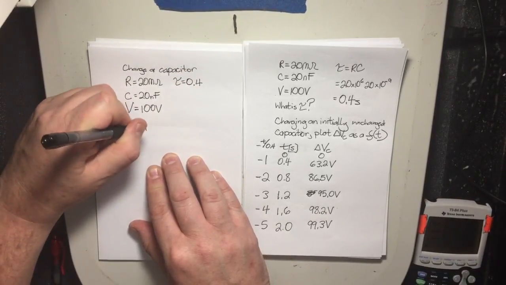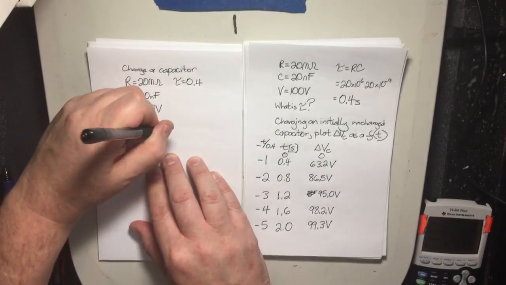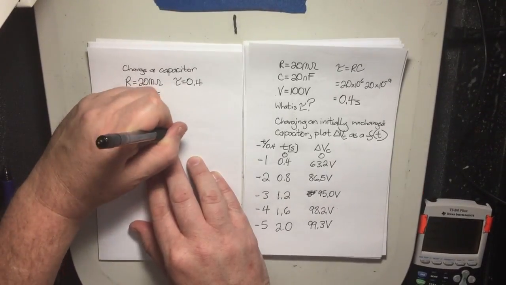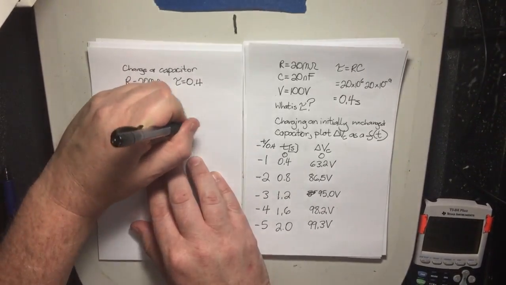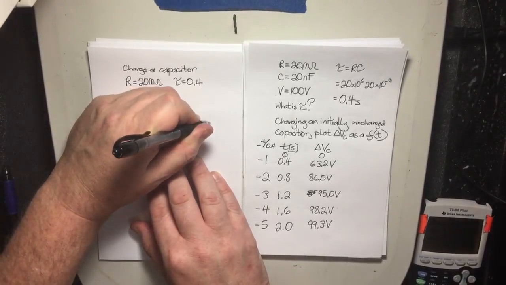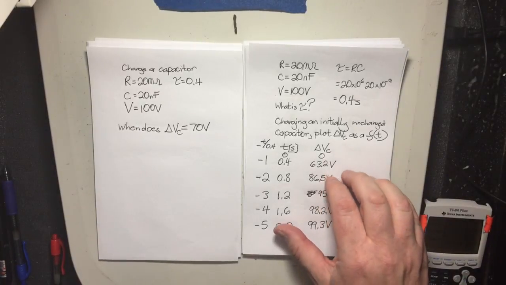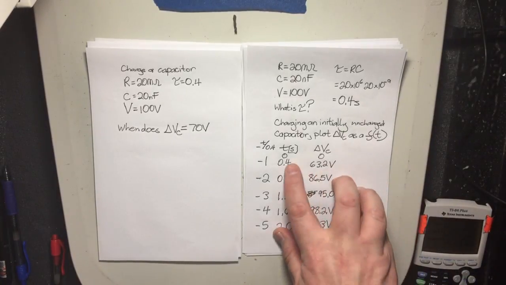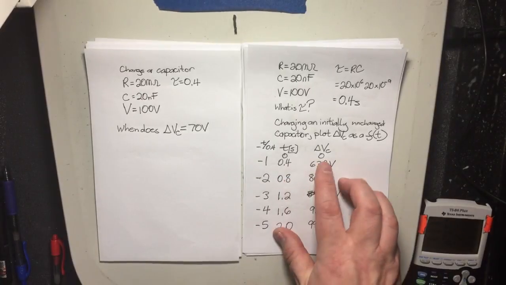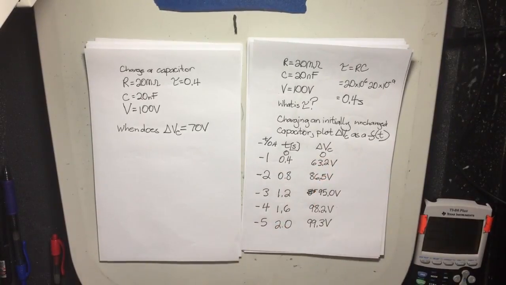When does delta VC equal 70 volts? So when does it reach 70 volts? Well, it's somewhere between 0.4 and 0.8 seconds if you look at this. So the number that we should get is somewhere in the 0.5 range. But this is how we confirm it.